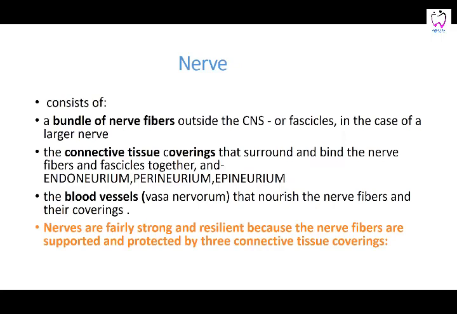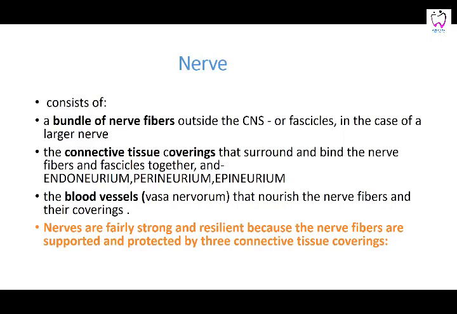What is a nerve? A nerve fiber was just the axon. Then how is a nerve formed? It consists of bundles of nerve fibers outside the central nervous system, or fascicles. Bundles and fascicles mean the same in the case of a larger nerve. The connective tissue coverings that surround and bind the nerve fibers and fascicles together are, for one axon, the endoneurium, for a bundle, the perineurium, and for the whole nerve, the epineurium.